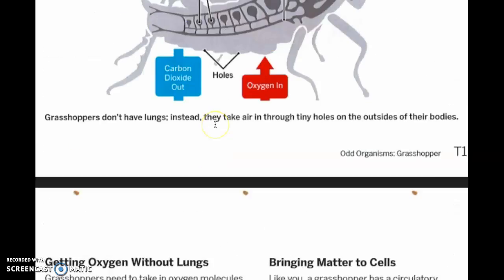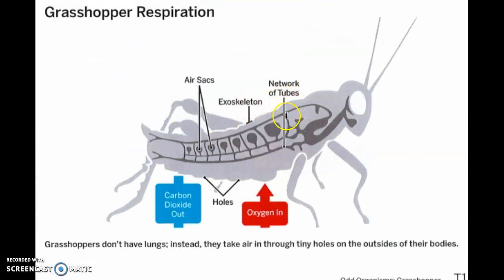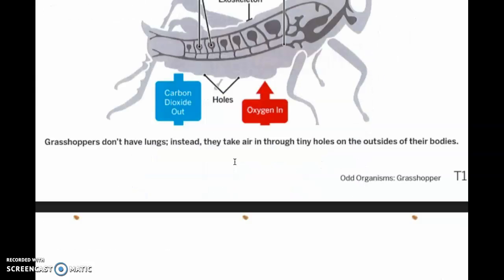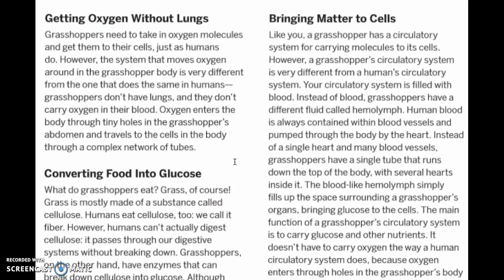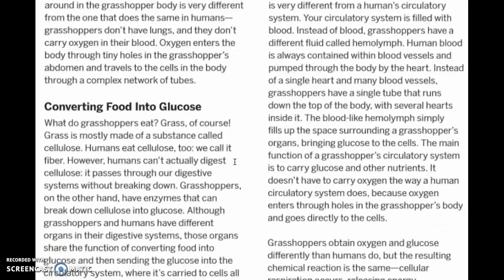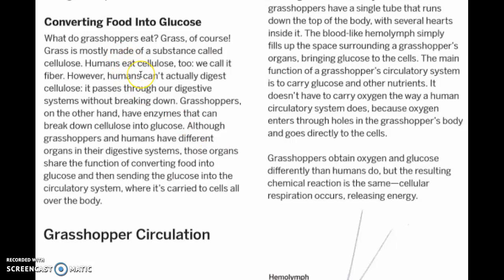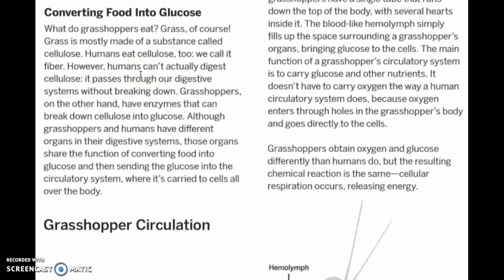The oxygen travels to the cells in the body through a complex network of tubes. Well, this was the network of tubes that I saw. It does look kind of complicated. And so it goes in through the holes, and then it goes through the network of tubes to get to the air sac. Okay, all right. And then we're going on to our next part, converting food into glucose.